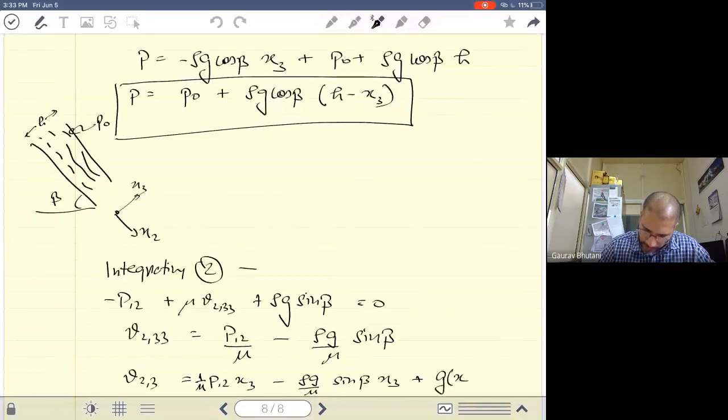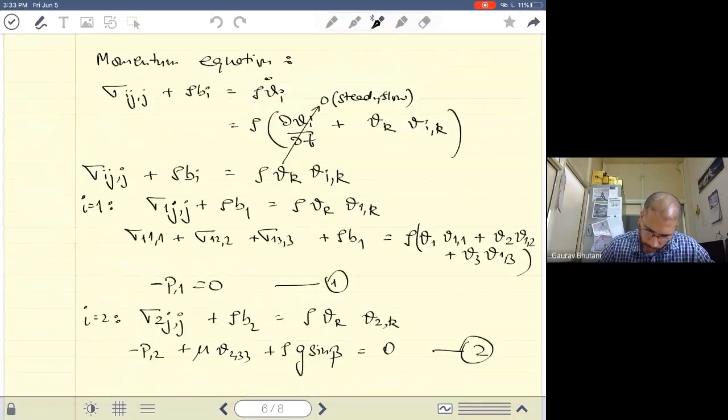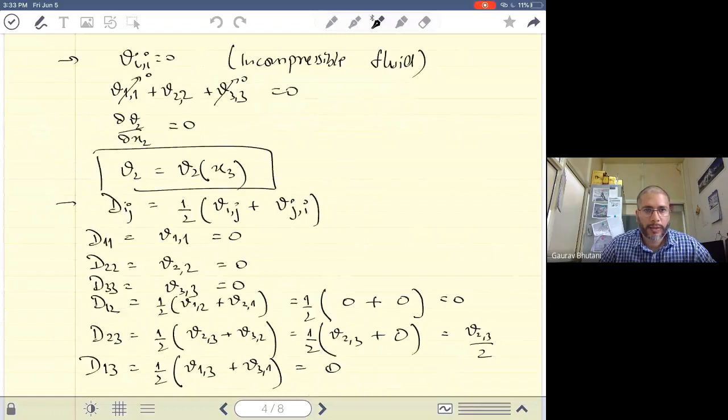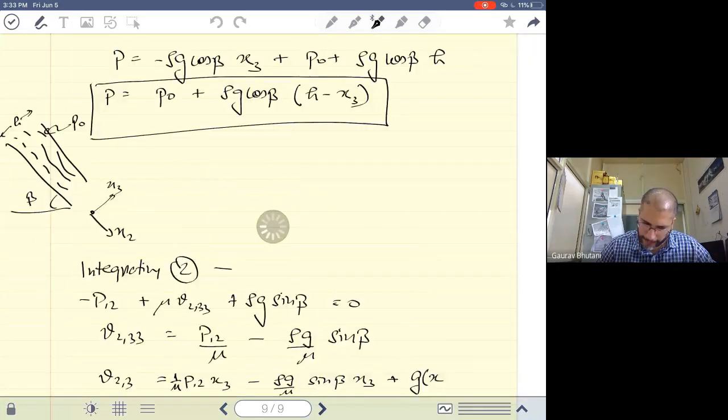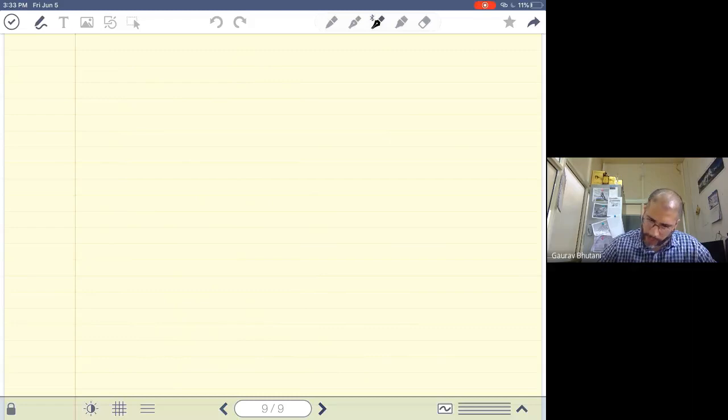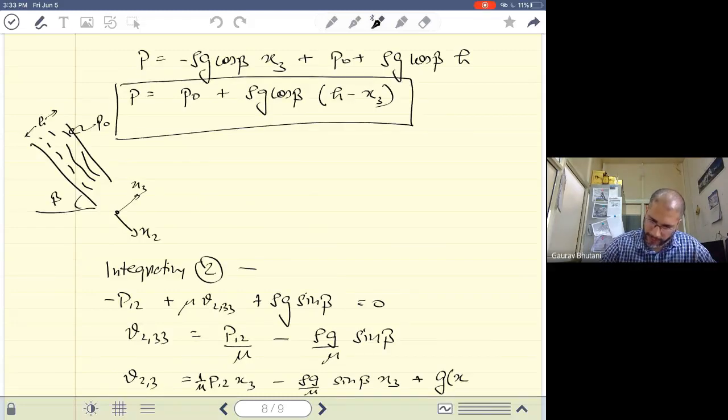So let's see what v2 was. So v2 was only a function of x3. Okay, so that is what we saw when we applied the conservation of mass equation. So if v2 is only a function of x3, then we do not have a constant in terms of x1 or x2, but we do have some constant, let's say a here.